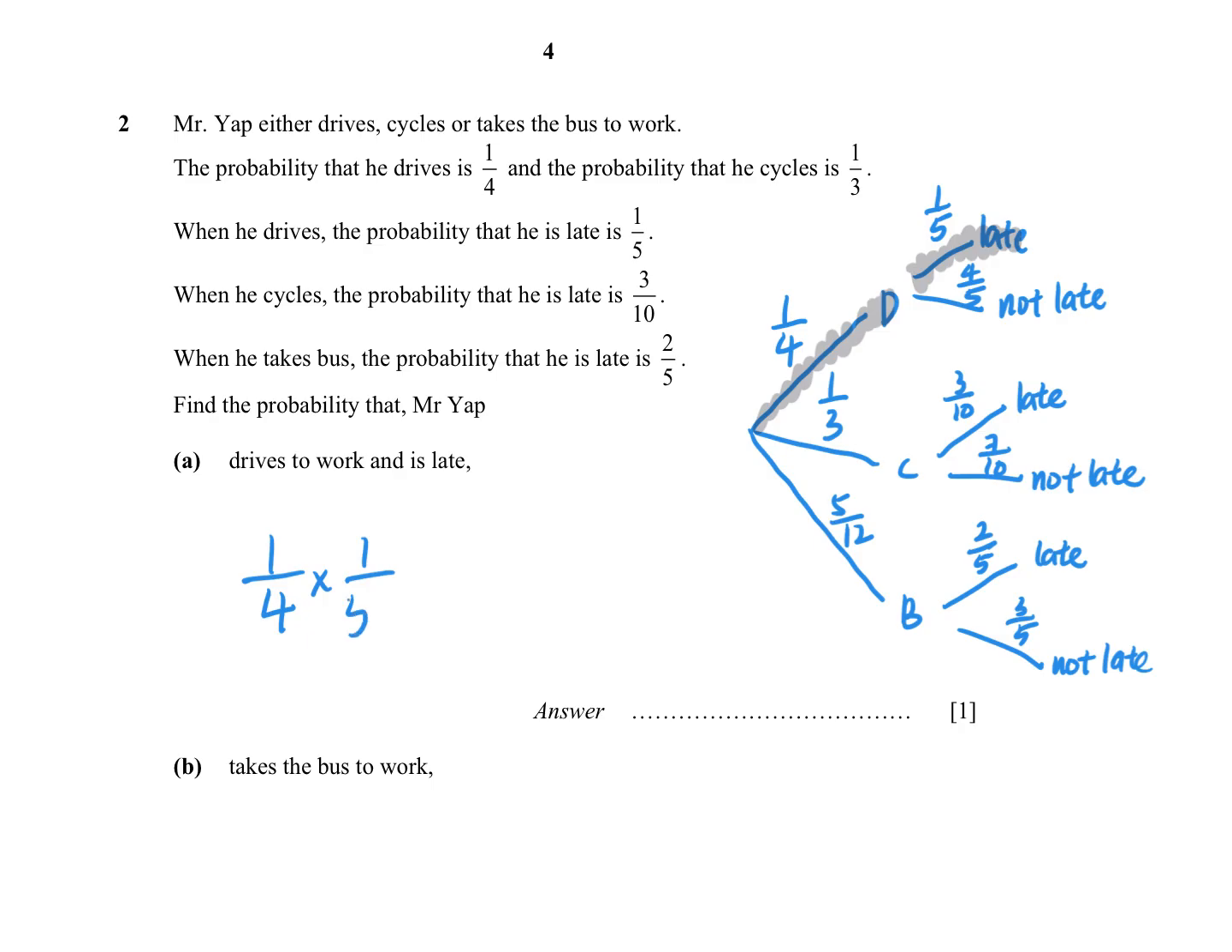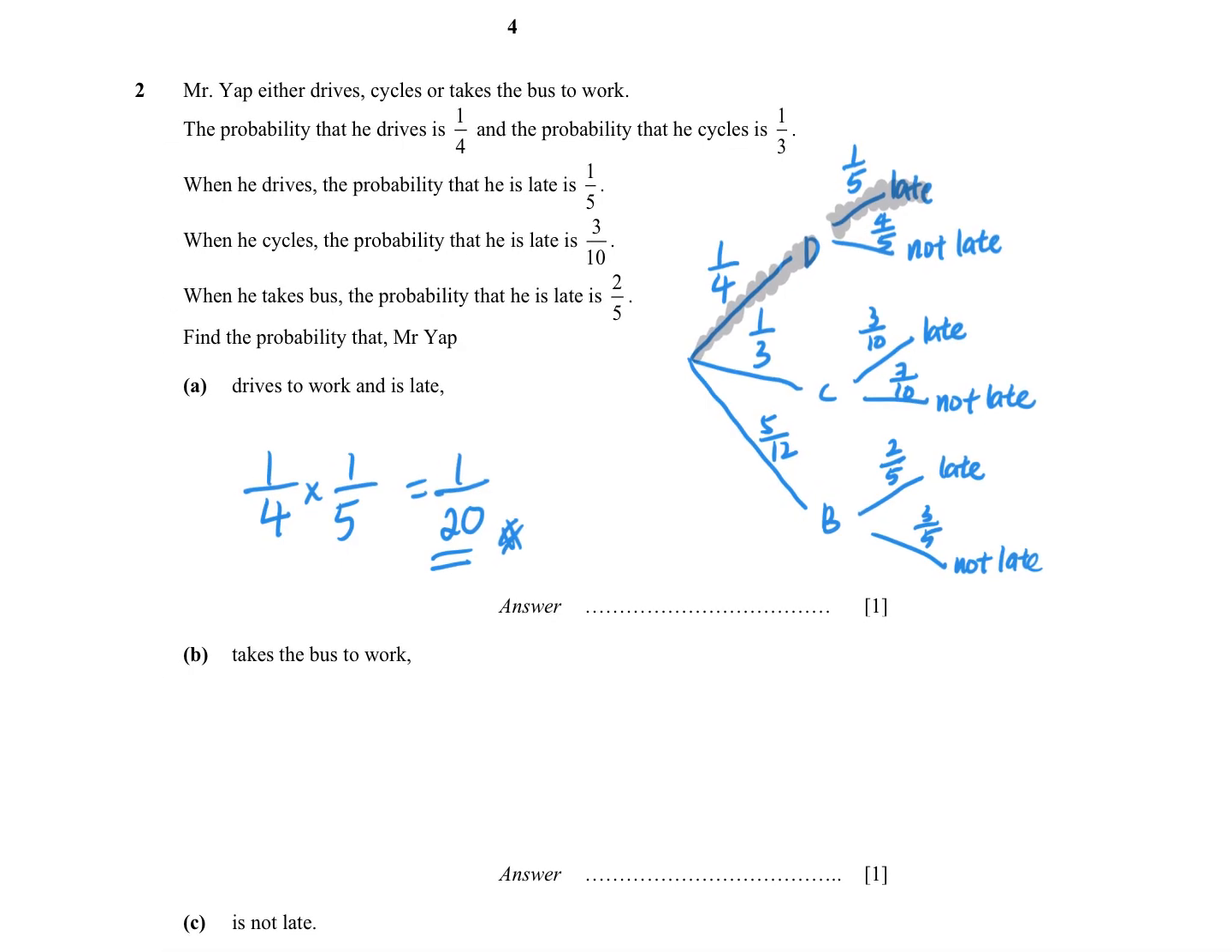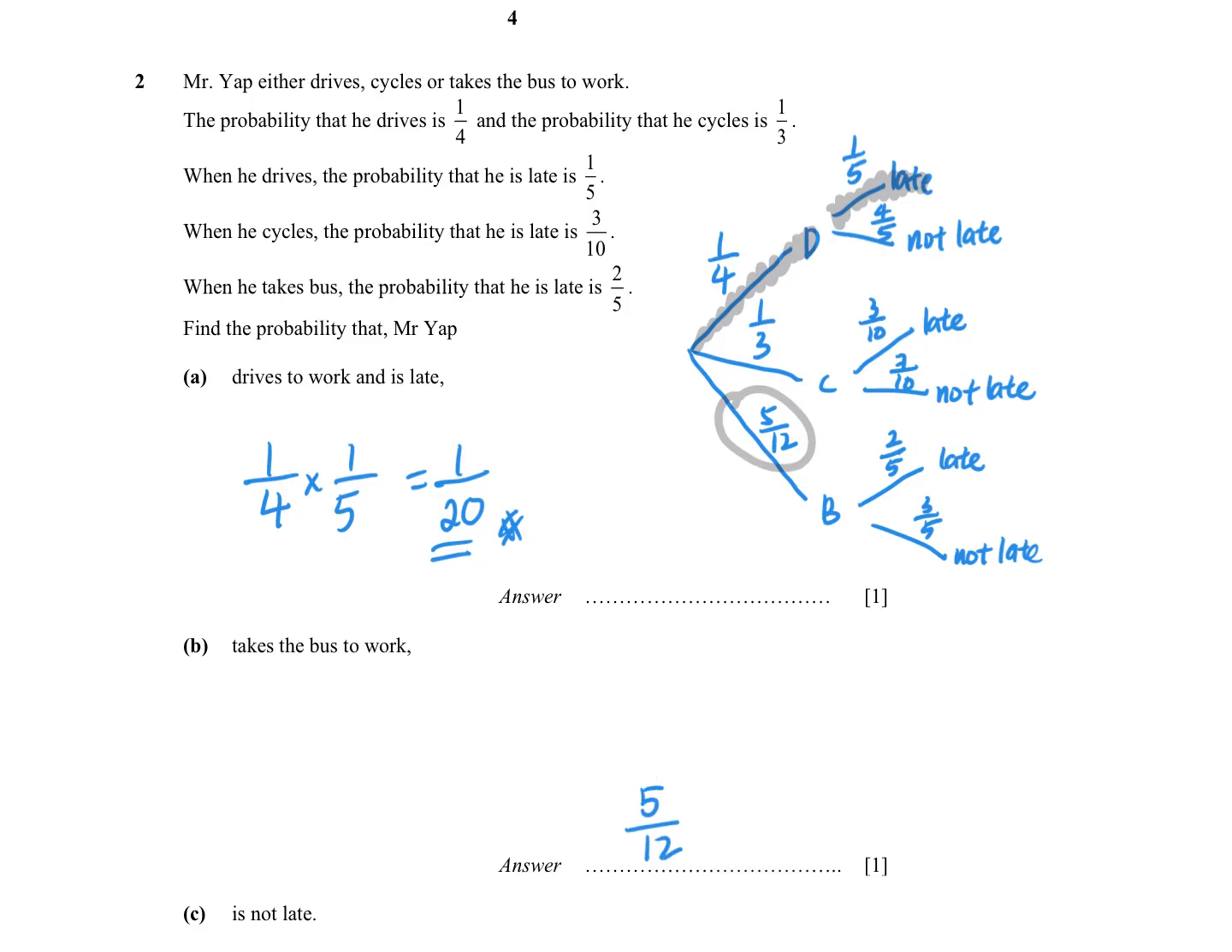So 1/4 times 1/5. It's not the time to play pen. Okay, takes the bus to work. That means I don't care whether it's late or not late, just take bus to work. So it's just 5/12. As long as you can see it, it's okay.